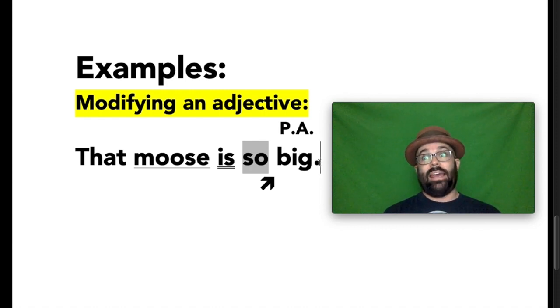It is so big. Moose are big. And of course, a lot of those other examples could also be used for adjectives, but not all of them. That moose is somewhat big. That moose is not big. But not all of them will work. Can you think of other ones that do? But let's move on to adverbs and how adverbs can modify adverbs.